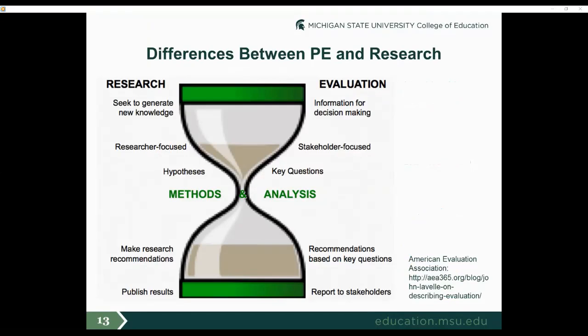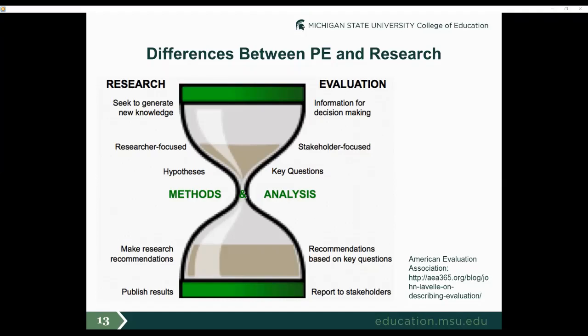This slide shows some differences between research and PE. There certainly are differences and distinctions to note. On the research side, we're usually engaging in research to seek knowledge, generate new knowledge. In evaluation, we're trying to develop key information that will allow decision makers to make wise and informed decisions. On the research side, it's really researcher focused, whereas evaluation is stakeholder focused. On the research side, we're really looking at hypotheses, and on the evaluation side, we're typically targeting very key questions that we need answered in order to improve services. They both have methods that they utilize that are very similar. In research, we're making recommendations. However, in evaluation, we're making recommendations based on the key questions to the stakeholders.